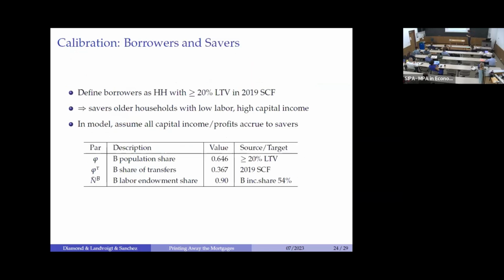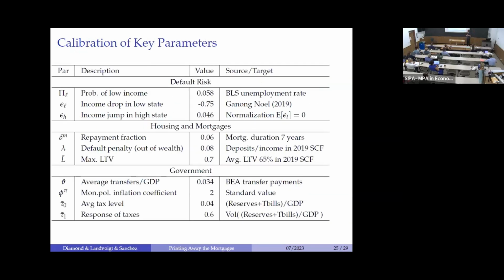Okay, so we're going to calibrate this to borrowers and savers as our two types of households. Borrowers is anybody who has more than a 20% LTV on their mortgage. Think of this as not just young households, but even middle-aged, where their savers are more like retirees. But nevertheless, even with only moderate leverage, it's going to be enough for this mortgage redistribution to matter quite a bit.